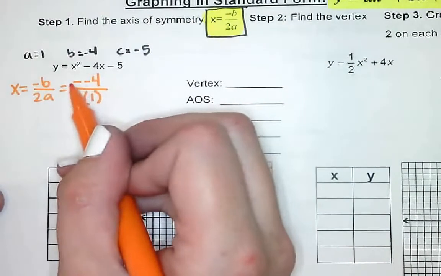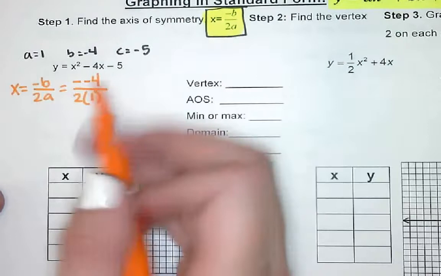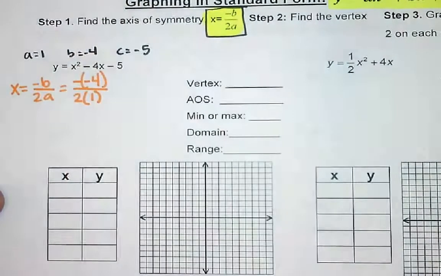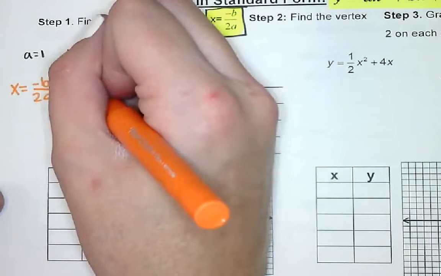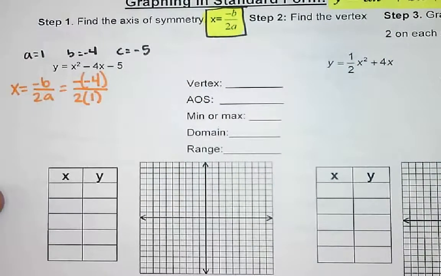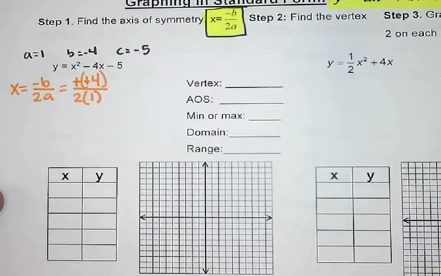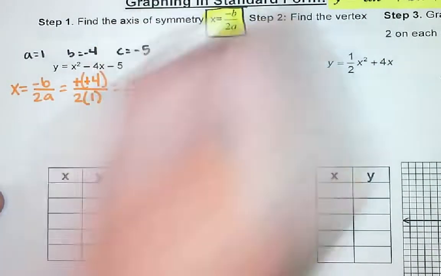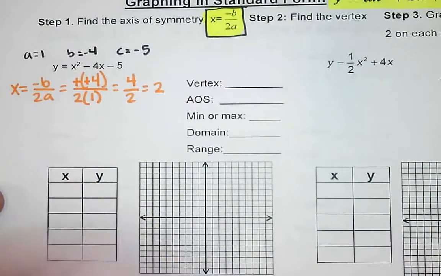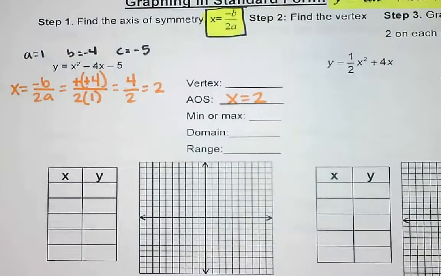Well, guys, because it's a negative b, and what is my b value? Negative 4, right? So, good question there. What is that going to do to this top number up here? It's going to turn it into a positive. So that's going to be 4 over 2, which reduces down to 2. So guys, my axis of symmetry is now equal to x equals 2.